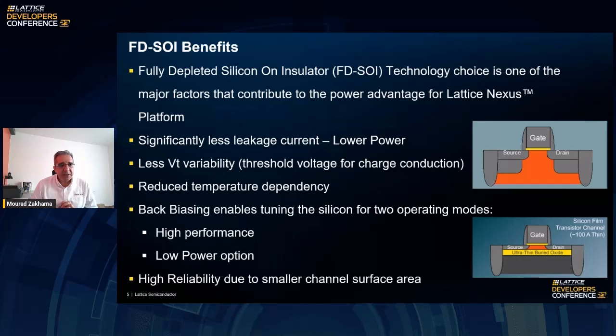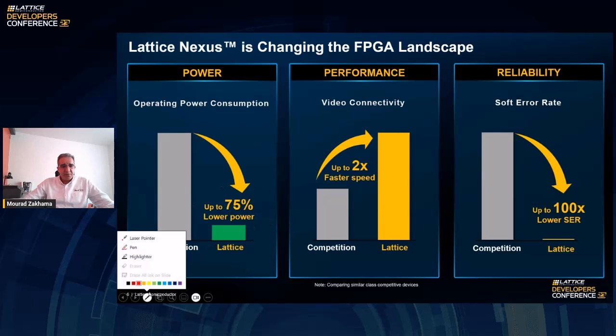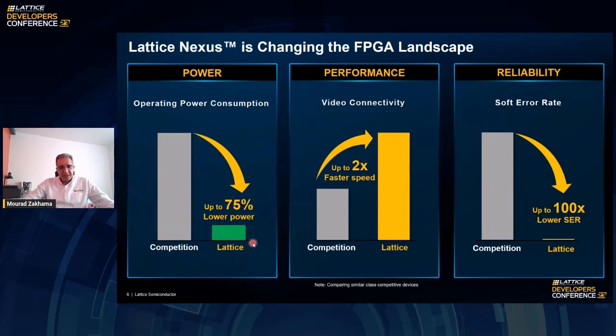On top of all these advantages, it has been proven that 28 nanometer technology offers much higher reliability with a very low soft error rate, as we're going to see in the next slide. We have done benchmarking of the Nexus family versus competitor devices, and we've shown that the power advantage could be up to 75% compared to similar competitive devices from other vendors.